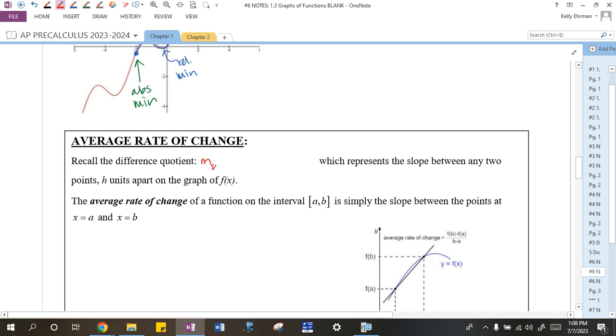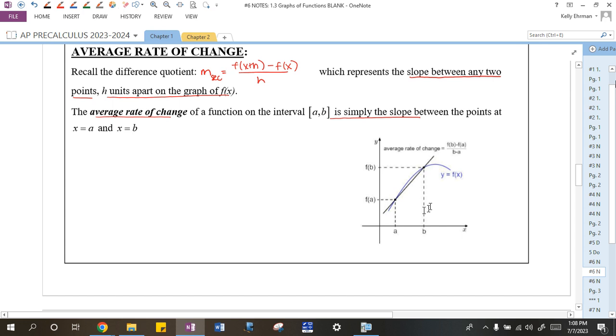The slope of a secant line that passes through any 2 points on f of x is f of x plus h minus f of x all over h. And remember, this represents the slope between any 2 points, h units apart, on f of x. Average rate of change is just the difference quotient. It's just the slope between any 2 points on some interval a to b.